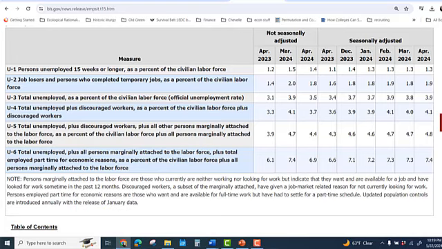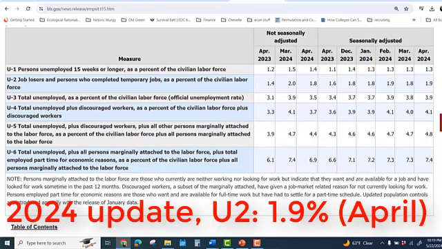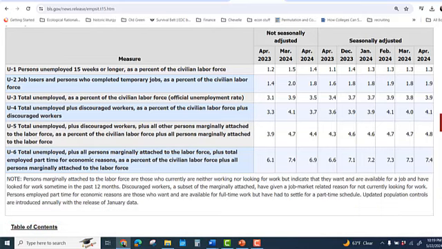Okay, then we have U2, which focuses on job losers and persons who completed temporary jobs. So that's kind of a way of gauging people leaving employment involuntarily. That's at 1.7% of the labor force currently. Again, fairly low. Okay, U3, which we've discussed. And then as we go up to U4, 5, and 6, now we're talking about broader unemployment concepts.